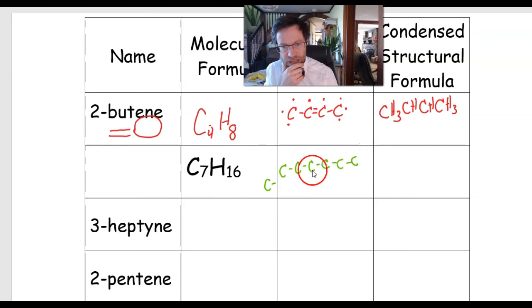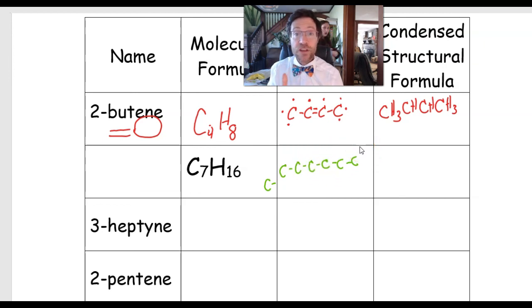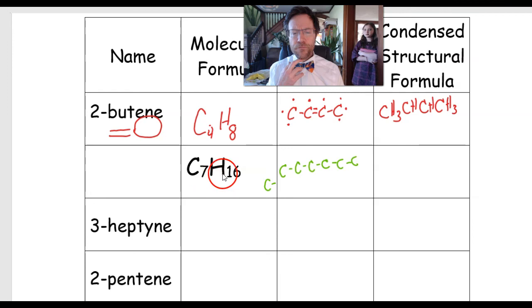1, 2, 3, 4, 5, 6, 7. Now I'm going to go to the general formula on table Q. Is it 2n plus 2? Is it 2n? Is it 2n minus 2? This looks like 2n plus 2.